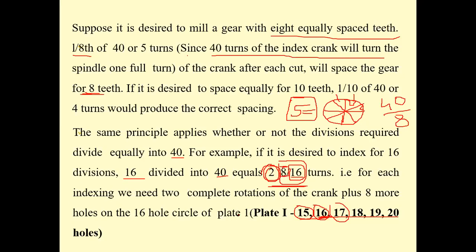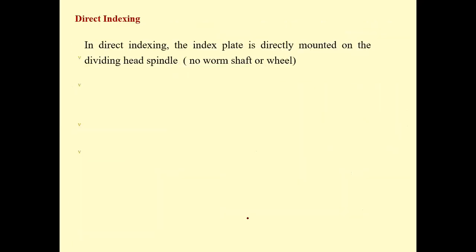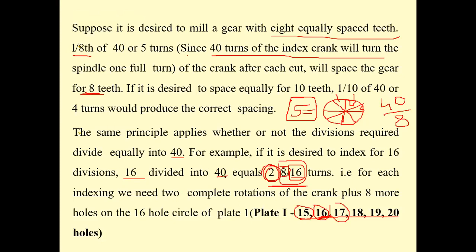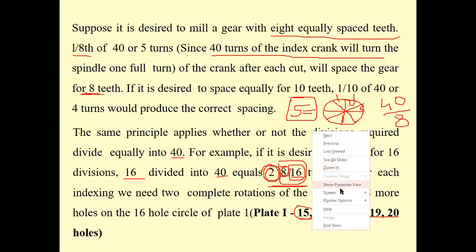Like this, you can divide any number, any size of circle, periphery can be divided. I hope this is clear for you, right? Then it is direct indexing. Maybe students may get confused with this, so I'm not going for direct indexing now. Are you clear in this, or is there any doubt?